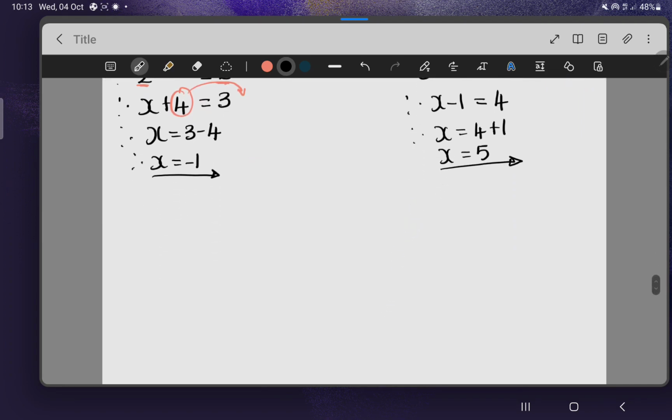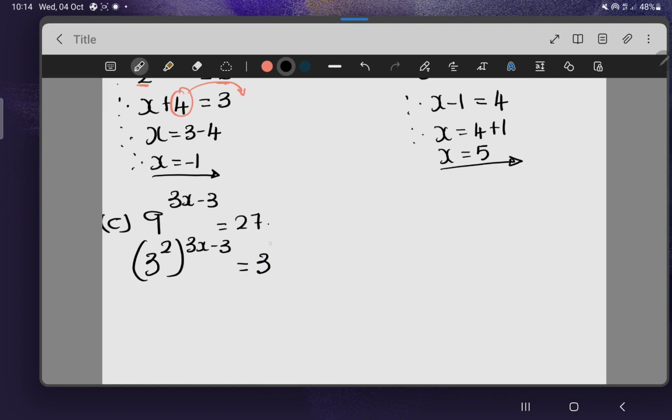Very easy to do. Then number C, we have 9 to the power of 3x minus 3 is equal to 27. Now, the question that you need to ask yourself is, how can I change 27? Can I change 27 in terms of 9? No, you cannot do that. But you can change 27 in terms of 3. Then can you change 9 in terms of 3? Yes. Then this is 3 squared. Then 3 to the power of 2(3x minus 3) is equal to, when we change 27, 3 to the power of 3.